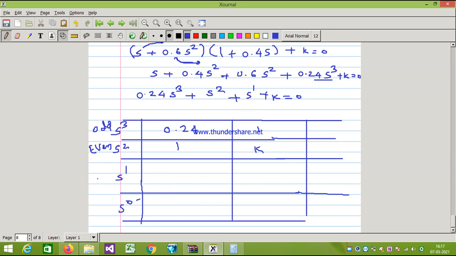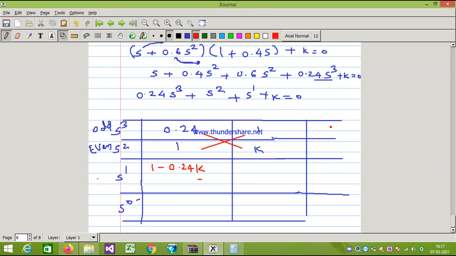For calculation, I'm changing the color. Now just cross multiply this one. 1 into 1, that is 1. 0.24 into K, that is minus 0.24K divided by 1. So what is the answer? The answer is this one only. So this is the answer.